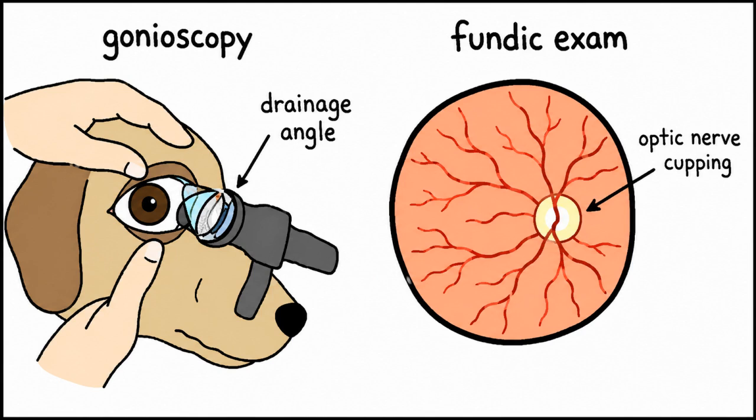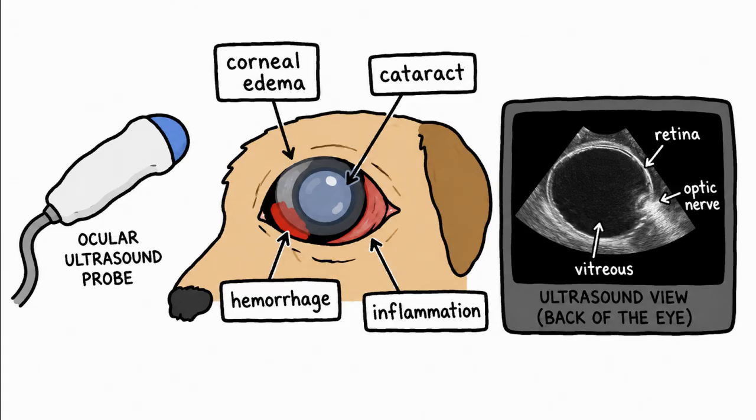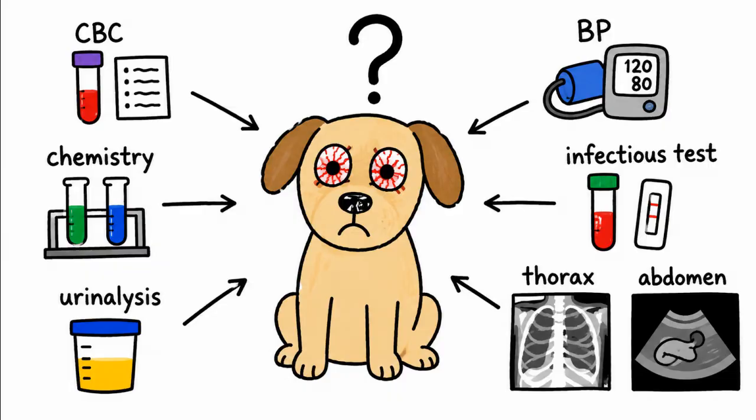Gonioscopy evaluates the iridocorneal drainage angle, while fundic examination assesses the retina and optic nerve for degeneration or optic nerve cupping. Ocular ultrasound is useful when corneal edema, cataracts, hemorrhage, or severe inflammation prevents visualization of the posterior eye. Bilateral or unexplained uveitis may also require a complete blood count, serum chemistry, urinalysis, blood pressure measurement, infectious disease testing, thoracic imaging, or abdominal imaging to identify systemic disease.